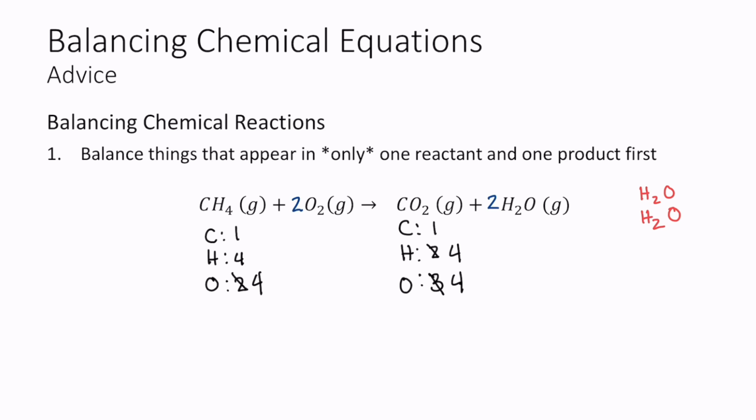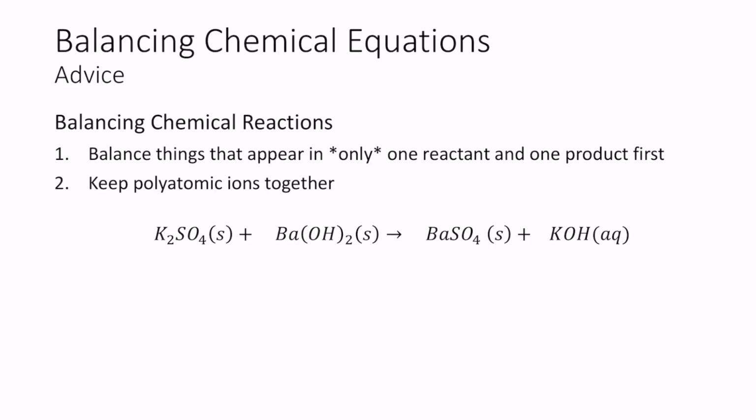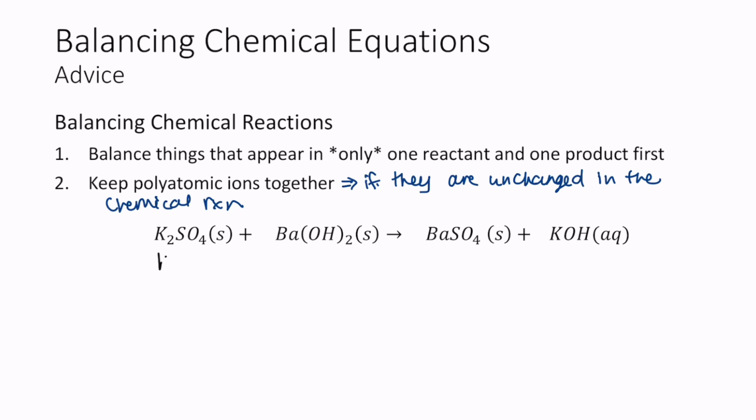The next strategy is to keep your polyatomic ions together. This is very important if they are unchanged in the chemical reaction. This will save you a lot of time because you'll notice in our polyatomic ions, we deal with a lot of oxygens.